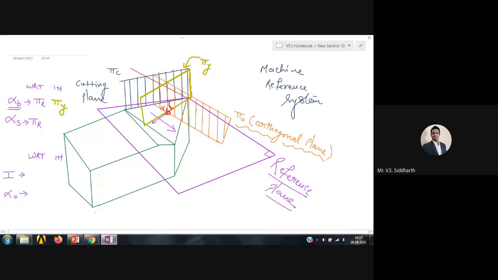Okay, now listen to me once again very carefully. The angle made between the rake face and the reference plane in the pi c plane, can you see this small angle? That angle is known as I, which is the inclination angle. So here I can say the inclination angle is an angle which is measured with respect to pi r, but it is measured in pi c.